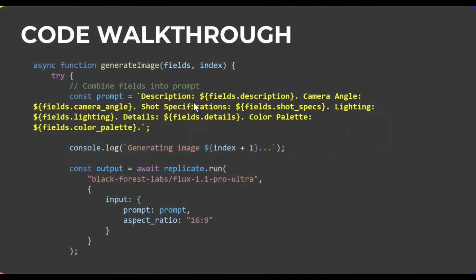And then finally, the information that we're actually sending to the API. So we have a description field. This is what's inside of my JSON file. In my JSON file, I have the description, I have a camera angle, I have the shot specs, the lighting, the details, the color palette. And we're saying that we're going to send all of this information to this model. Again, this is the Black Forest Labs Flux 1.1 Pro Ultra, and aspect ratio 16:9. So that is the basic code that we have for our API.